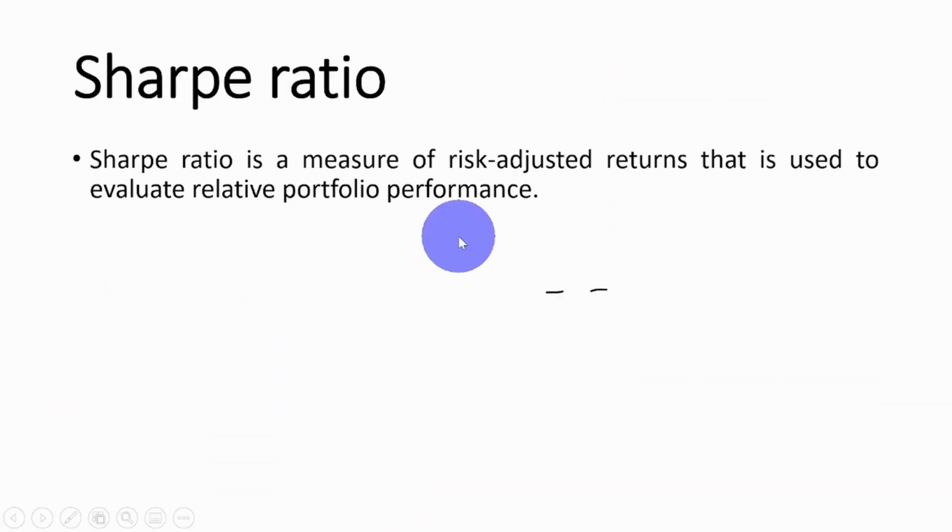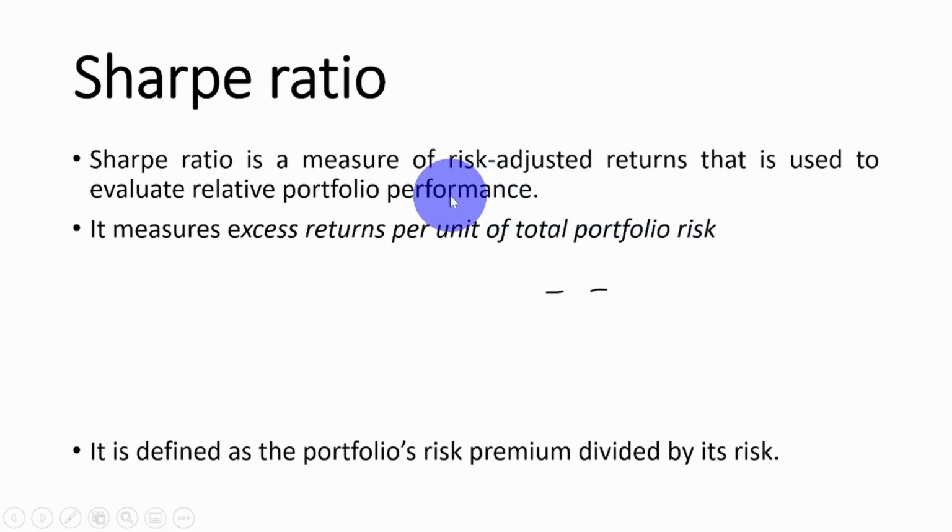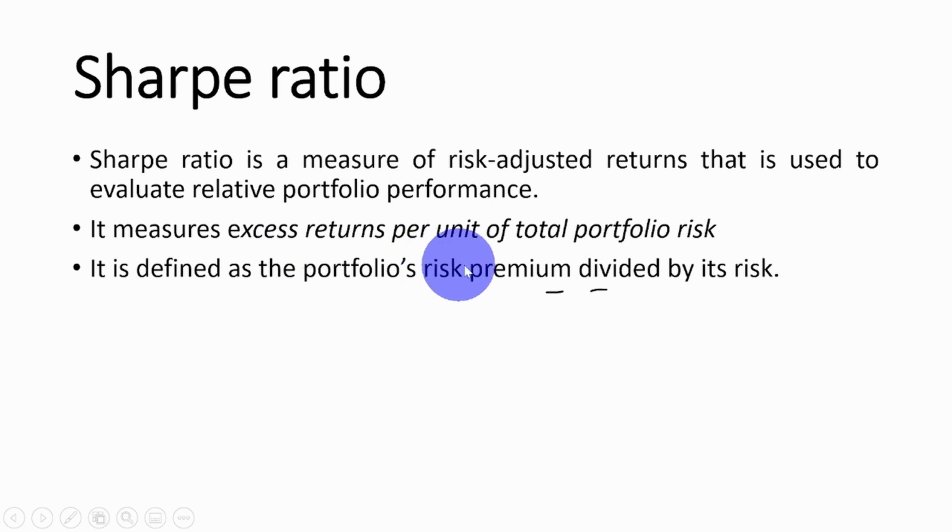Sharpe Ratio is a measure of risk-adjusted return that is used to evaluate relative portfolio performance. It measures excess return per unit of total portfolio risk. Total portfolio risk is a standard deviation measure of risk. It is defined as the portfolio risk premium, when we say risk premium, it is the return on the portfolio minus the risk-free rate, divided by its risk.